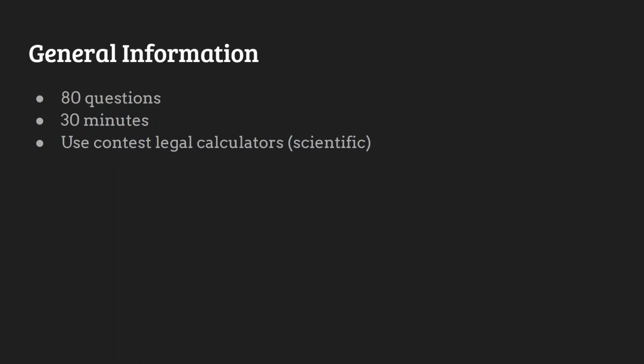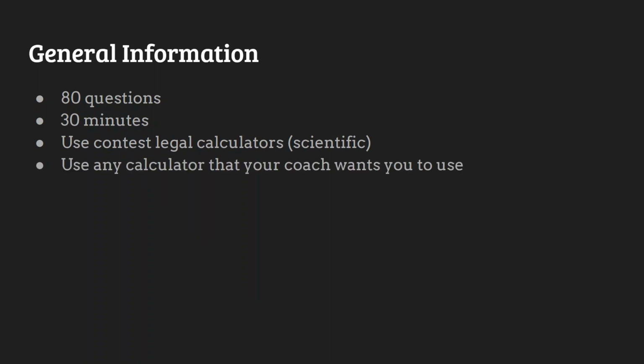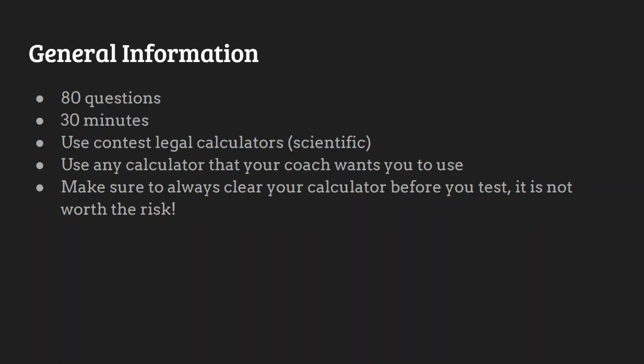Use contest legal calculators. Use the calculator that your coach wants you to use. When I was at Hutch, we were given HP 35s and 33s, so that's what we use for the test. Make sure you always clear your calculator before the test. I'll be talking about how to do this in a separate video. And remember, it's not worth the risk. When they catch that you haven't cleared your calculator, you have the possibility of getting disqualified.